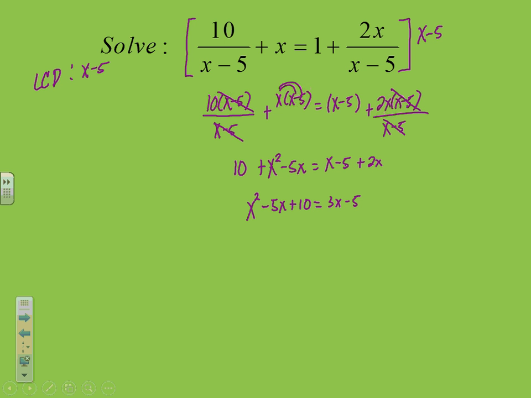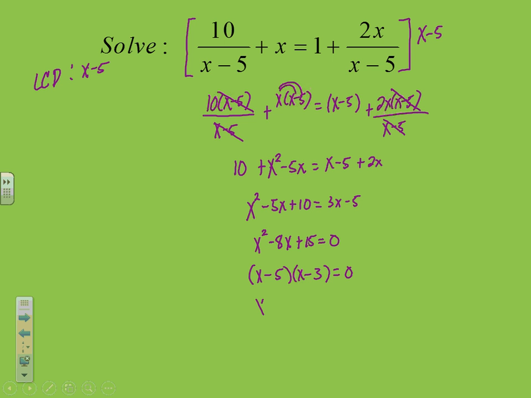So if I move the 3x and the 5 over, I'm going to get x squared minus 8x plus 15 to be equal to 0. And now we can solve this by factoring. And the factors of 15 that can combine in such a way to give me an 8 would be a 5 and a 3. Since this is negative and this is positive, that tells me both of these have to be negative, so 5 and a 3.